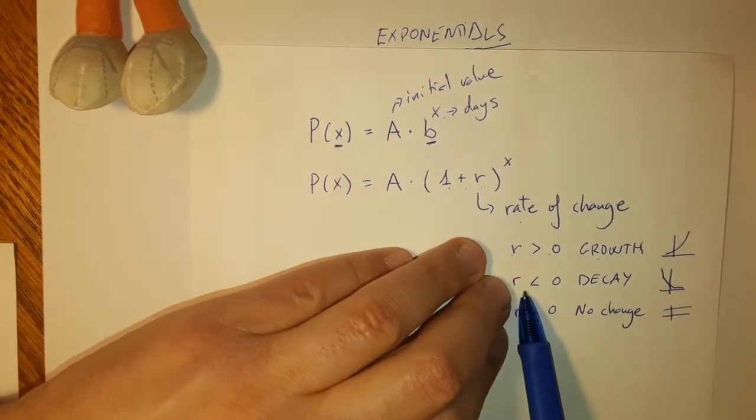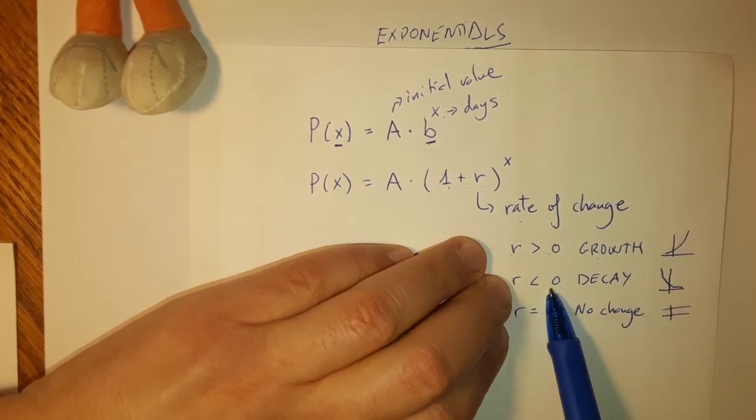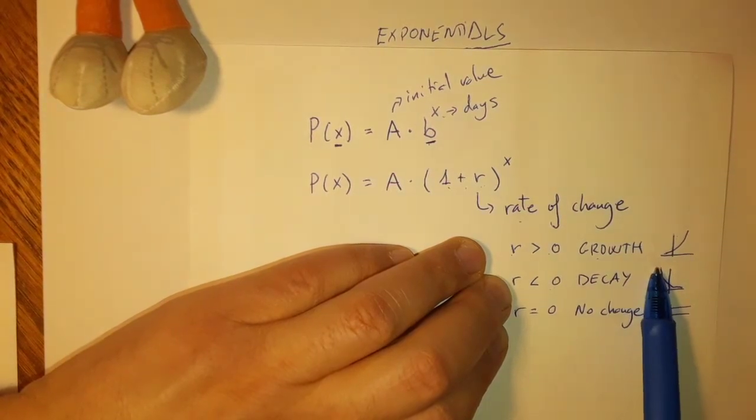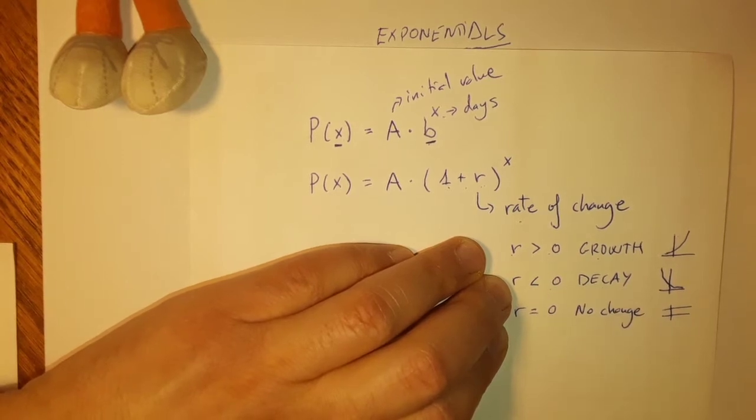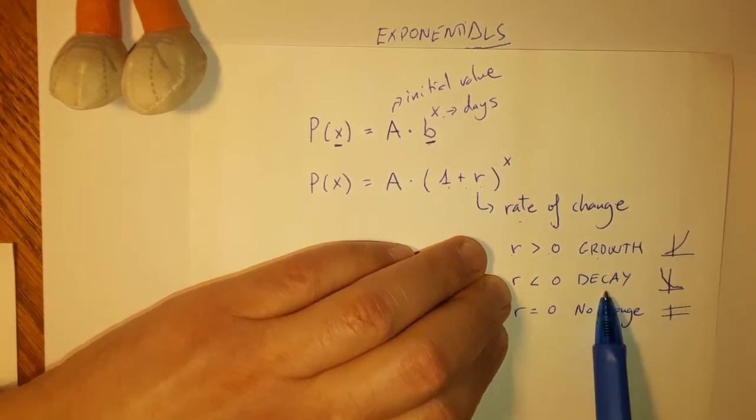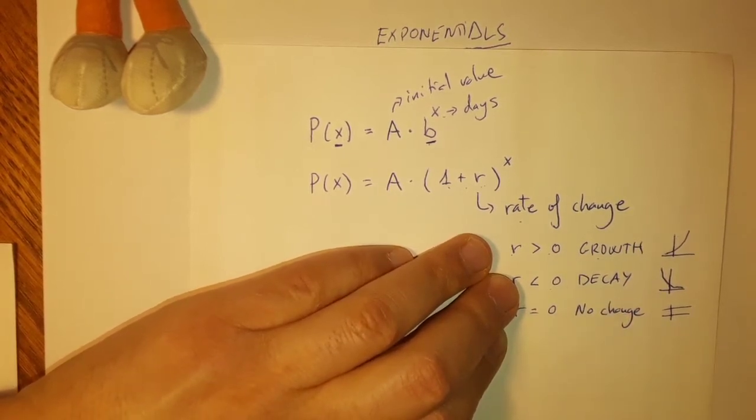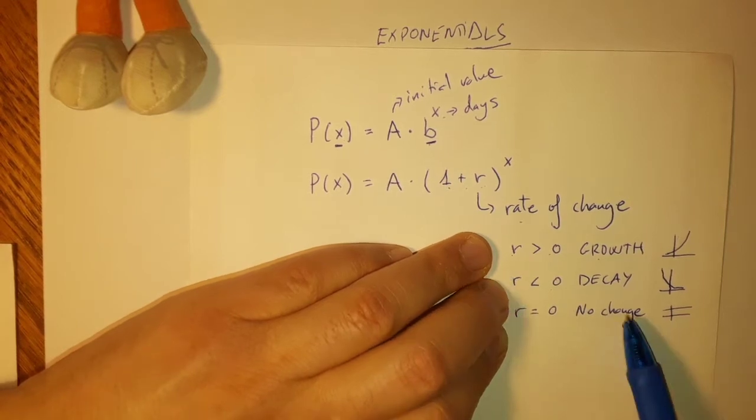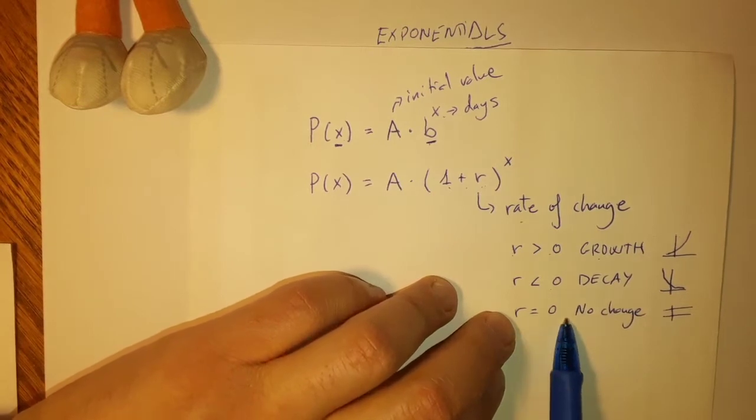While when R is below 0, which means that it's negative, what we have is a decay, which means that at the beginning we had a really big number, but it's going down, down, down, down. That's decay. And we have several scenarios in life where we actually have a decay. Okay, the most famous one has to do with radiation, with nuclear decomposition. Okay, and then the last one is when R equals 0, there's no change at all.